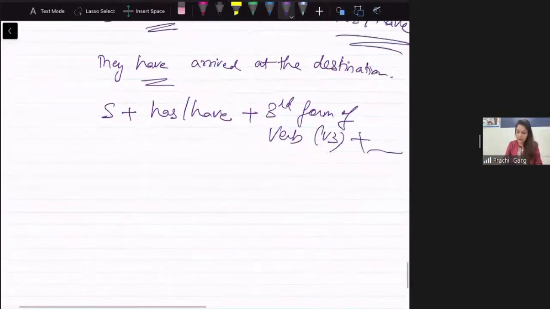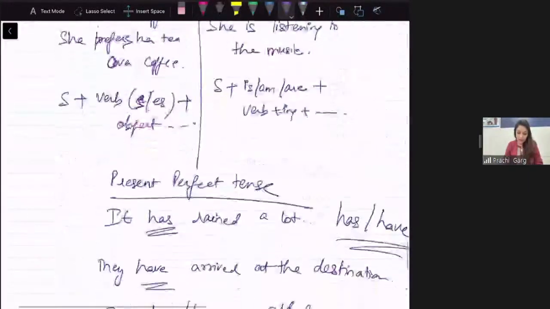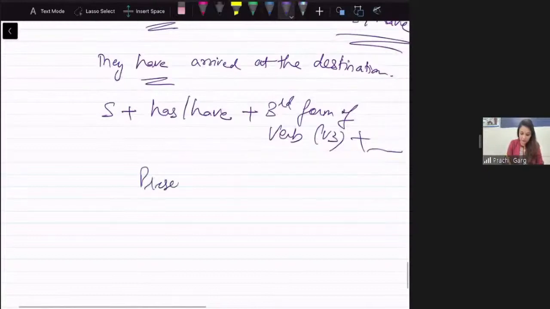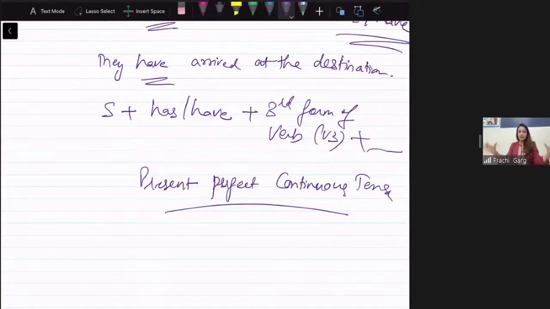Okay, the next type we will study is present perfect continuous. As the name suggests, in present perfect continuous we will be adding the features of perfect and continuous together. It's the same way we did compound and complex sentences. We mixed both the features together. Similarly, in present perfect continuous also, we will be adding both the features together. And now, how are we going to do this?